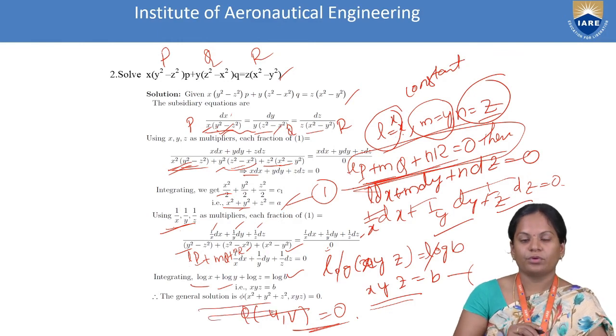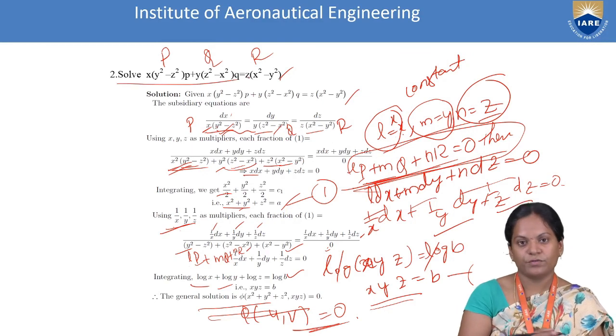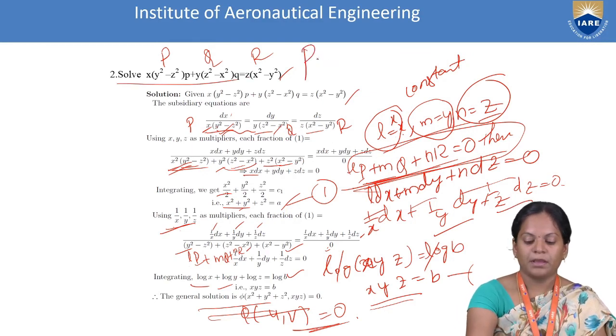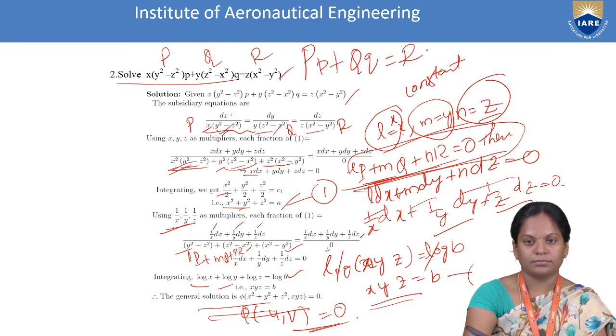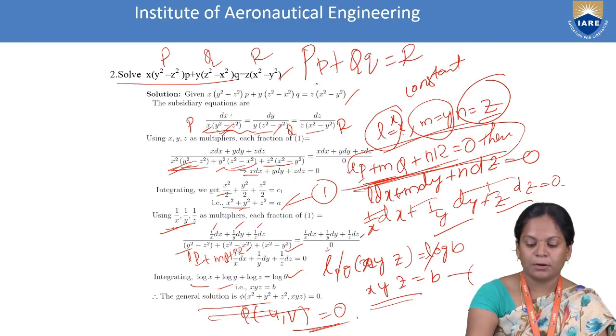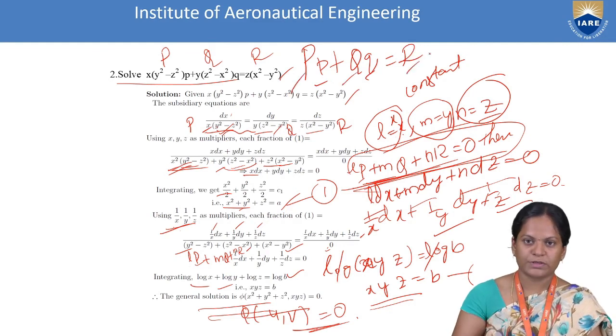That is phi of u comma v equal to 0, which will give the complete solution or general solution of the given linear partial differential equation, which is of the form Pp plus Qq equal to R. This is the standard form. Small p and small q are first derivatives. Capital P, Q are nothing but functions of x, y, z.